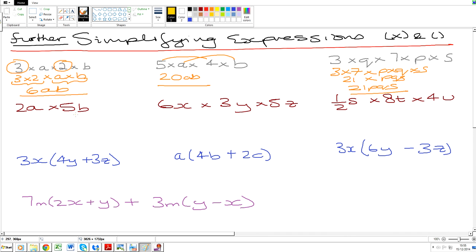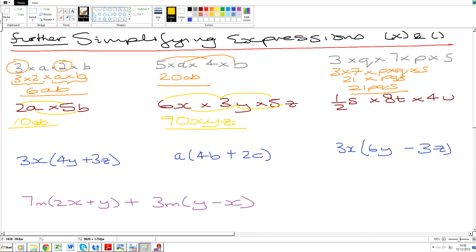Next, we have 2A times 5B. Again, we look at the 2 times 5. 2 times 5 is 10. And A times B is AB. So we finish that just by looking at it. Now we've got 6x times 3y times 5z. We've got 3 numbers multiplied together. We multiply the numbers together. So 6 times 3 is 18. 18 times 5 is 50 plus 40. That'll give you 90. And next, we multiply the letters together. x times y times z gives you xyz. And xyz times 90 is 90xyz.